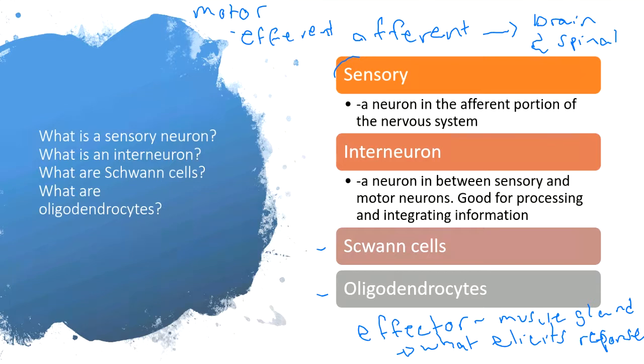Next, an interneuron. An interneuron is in between sensory and motor neurons. These are usually located in the spinal cord.